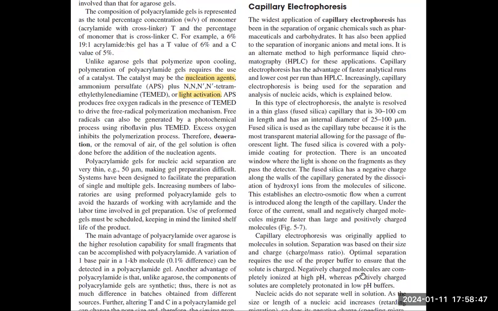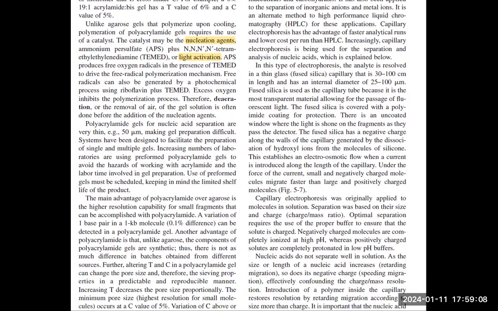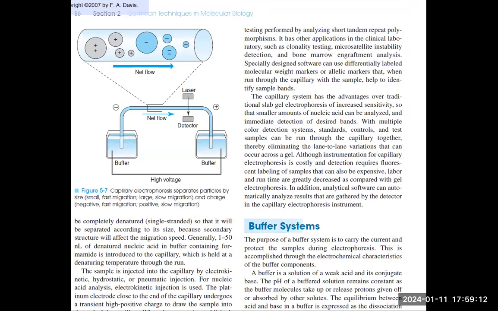Negatively charged molecules are ionized at high pH, whereas positively charged molecules are completely protonated in low pH buffers. So what's the main thing? Large or positively charged molecules show slow migration; negatively charged and smaller molecules show faster migration towards the anode. Okay, so that's for our capillary electrophoresis.